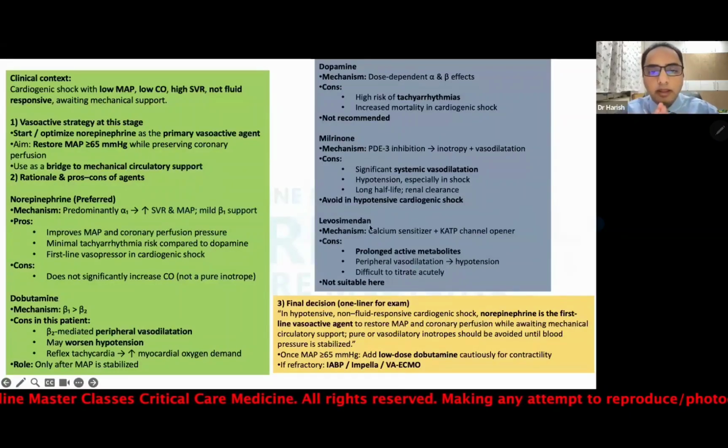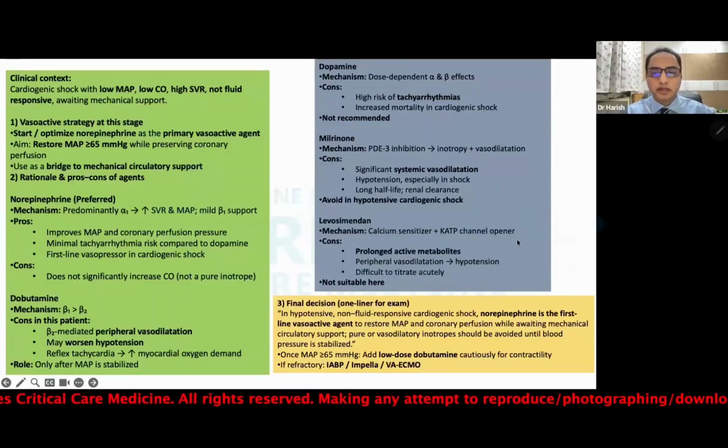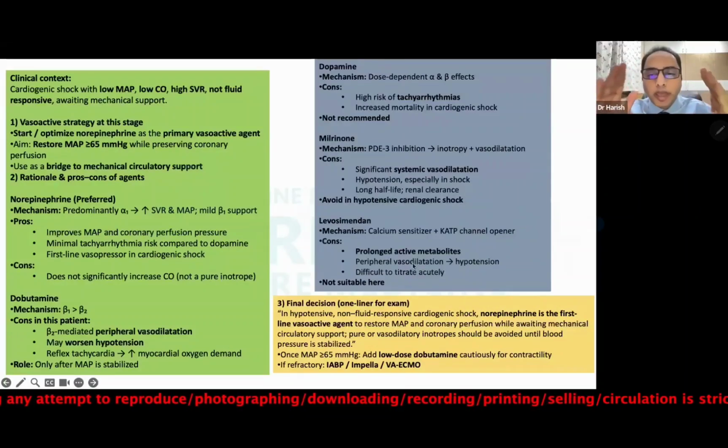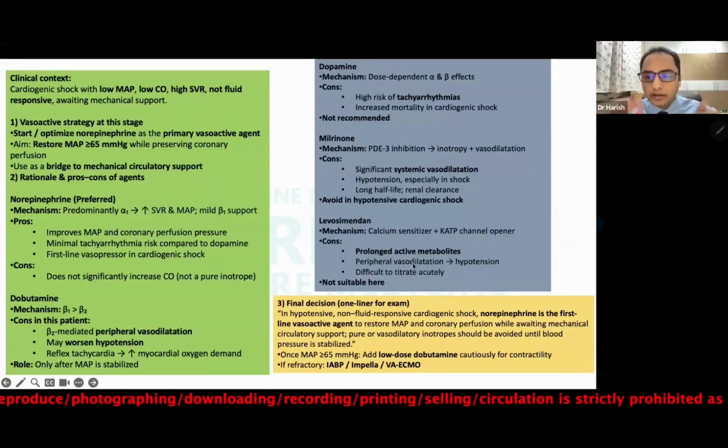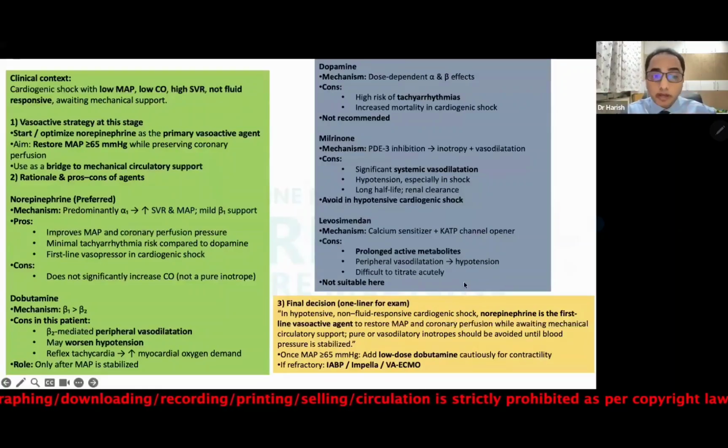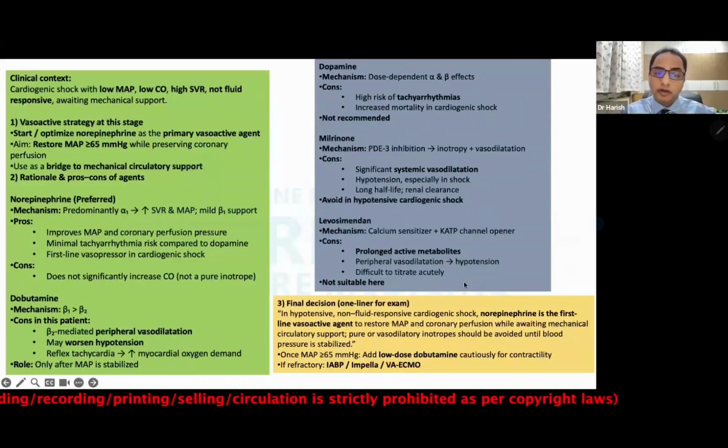Levosimendan is a calcium sensitizer and potassium ATP channel opener. It is also a vasodilator. With a prolonged active metabolite, it can cause hypotension. So it is difficult to titrate the therapy when you give levosimendan. Again, here it is not suitable because the patient has significant hypotension.